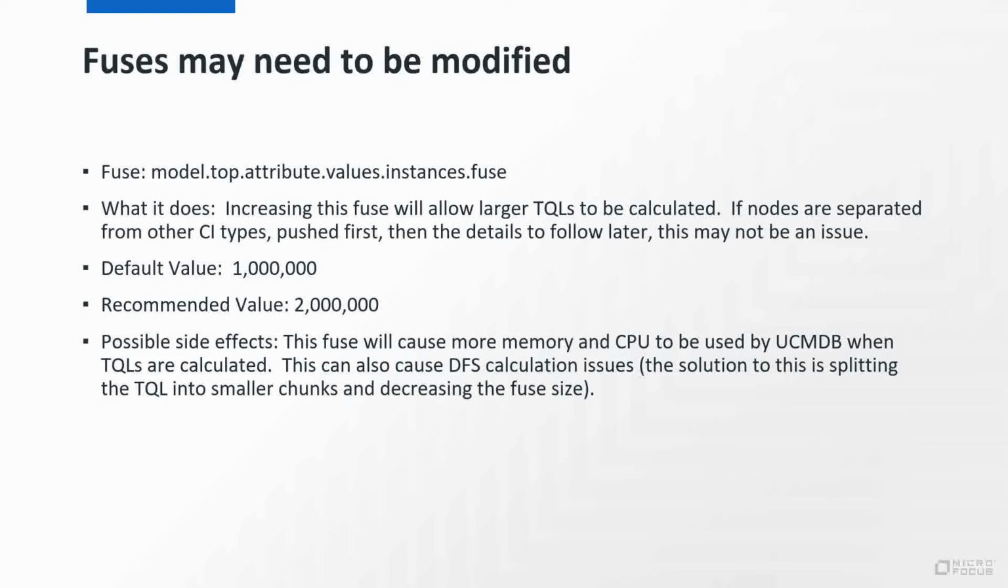Commonly, the thing to do when you run into DFS calculation issues is to split the T-qual into smaller chunks. The way we wrote the T-qual earlier makes it chunk into smaller chunks by default, and so that is the best way to do this. So, again, this fuse needs to be used with extreme caution.